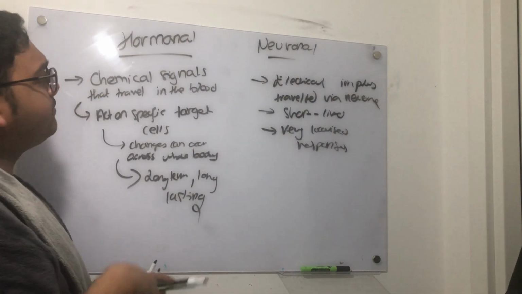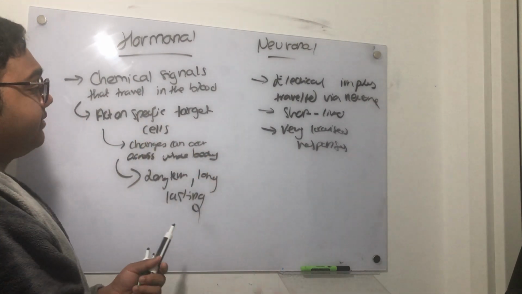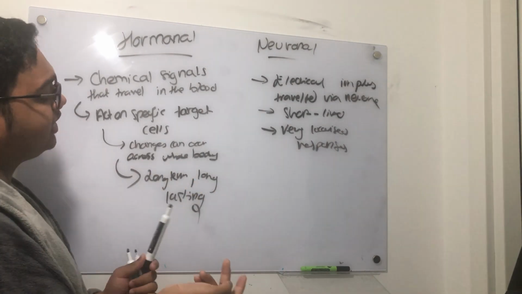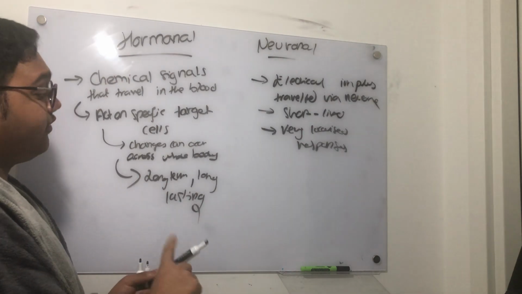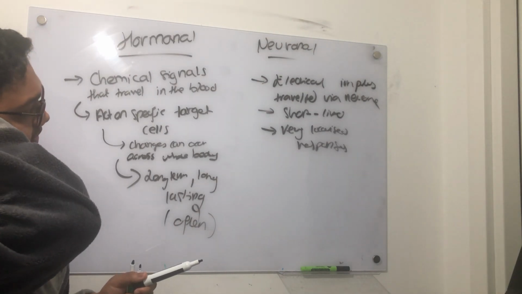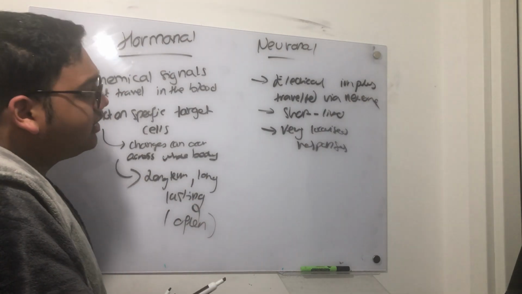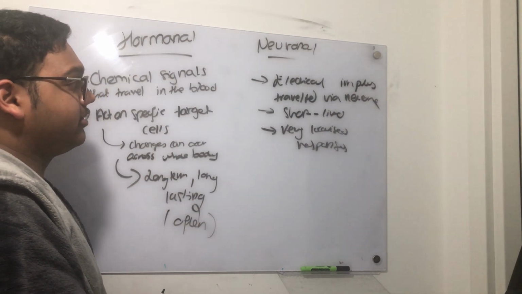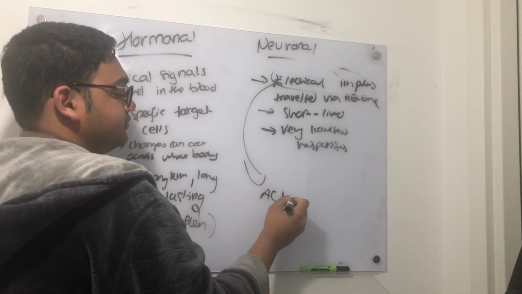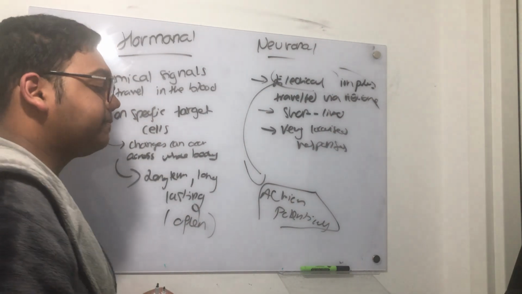So let's compare them again. So hormonal: chemical signals that travel in the blood, act on specific target cells. Changes can occur across the whole body, and they're long-term and long-lasting. Often, I put that often there, because you'll see again in this topic it's not always a long-term thing. Neuronal: electrical impulses travelled via a neuron, short-lived, very localized responses. Electrical impulses, you'll see them being called action potentials, and we'll see why, because this is a very important term in this topic.